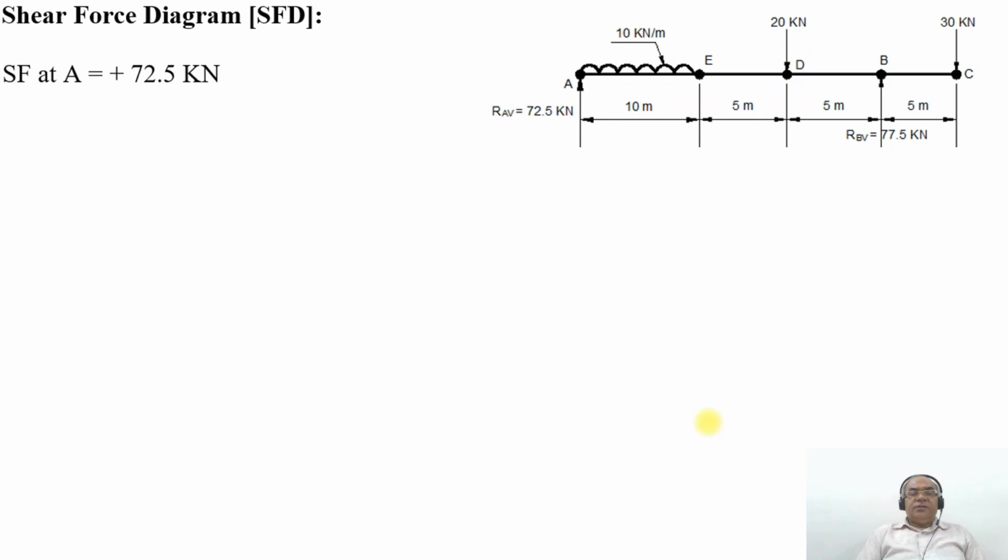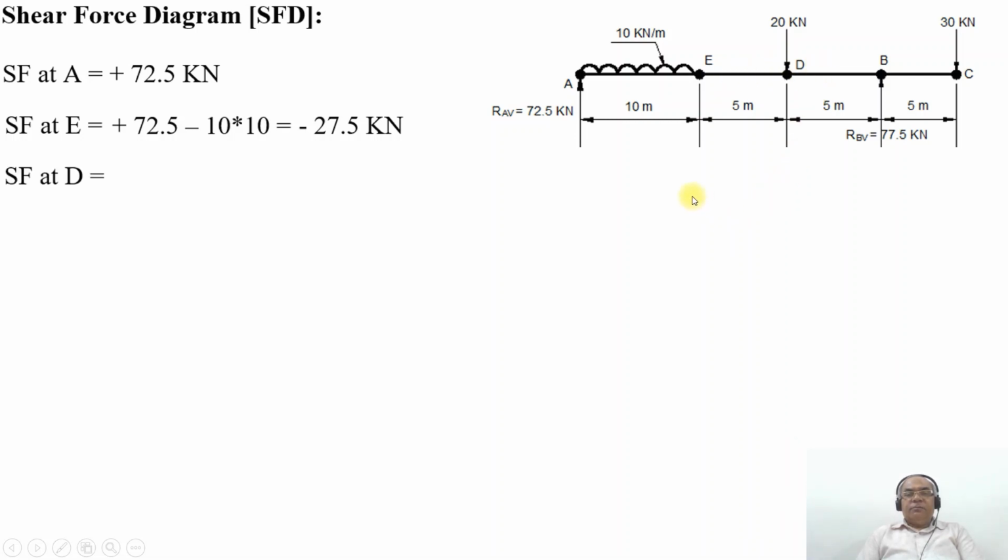SF at A will be equal to plus 72.5 kilonewton and SF at E will be equal to plus 72.5 minus 10 into 10, which will be equal to minus 27.5 kilonewton. Between E and D it remains constant. SF at D will be equal to minus 27.5 plus 20, minus 20, which will be equal to minus 47.5 kilonewton. Between D and B, it remains constant at minus 47.5 kilonewton.